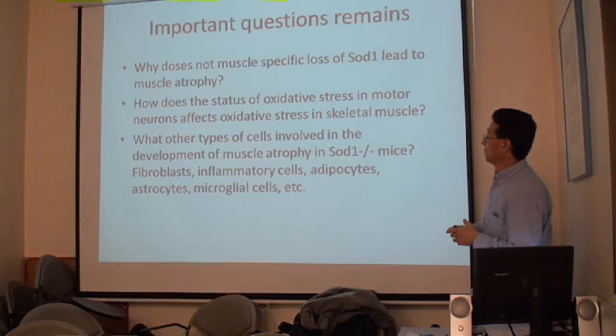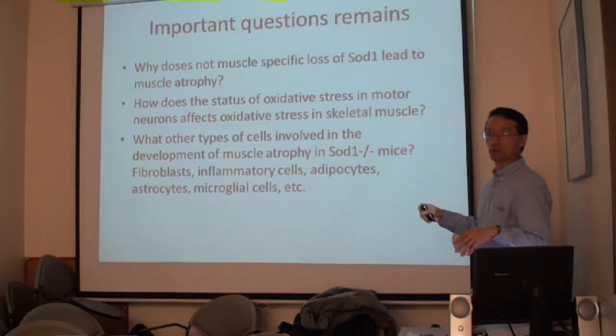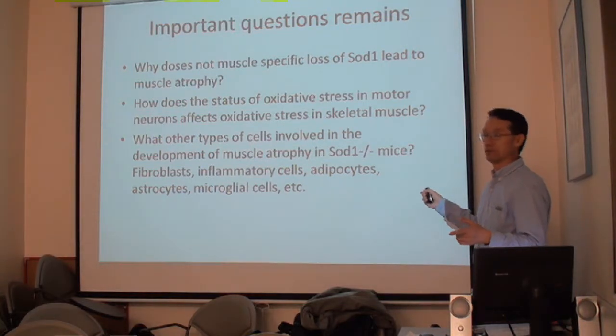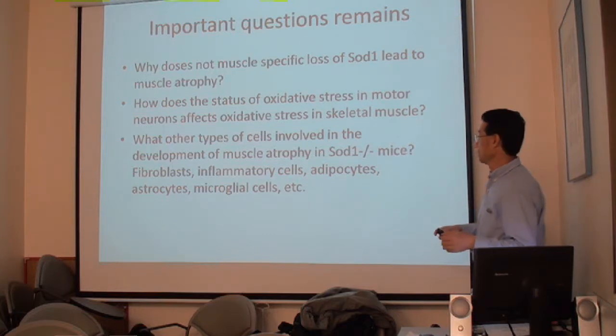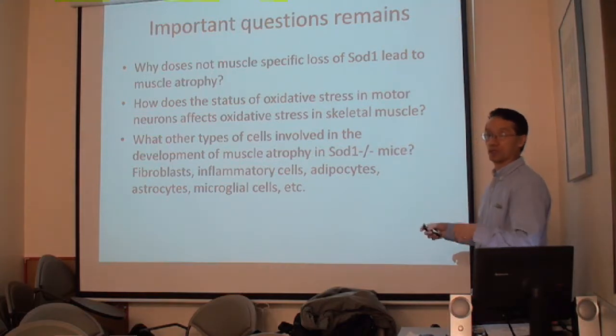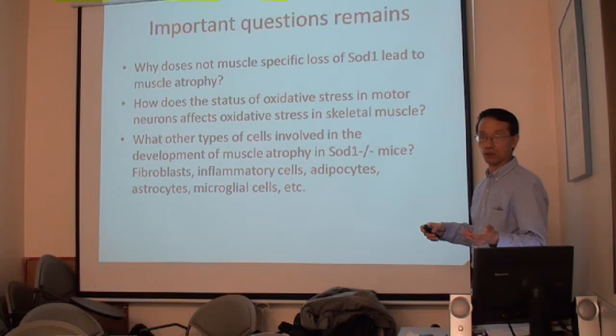And finally, what other cell types are involved in the process? Because in each tissue, besides the neuron and muscle fiber, you have fibroblasts, adipocytes, inflammatory cells, and metabolic cells. And in the neuron part, you have astrocytes and microglia cells. All of those may be involved in the process.